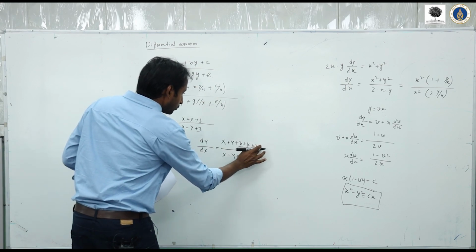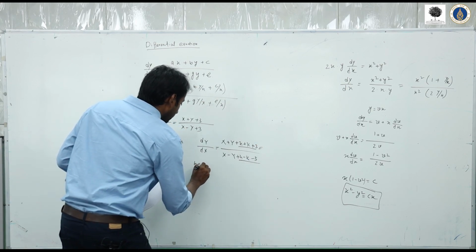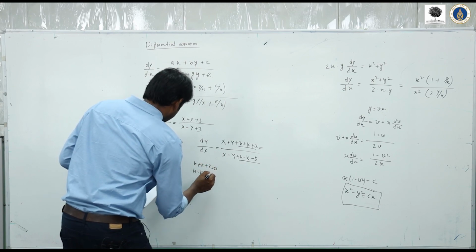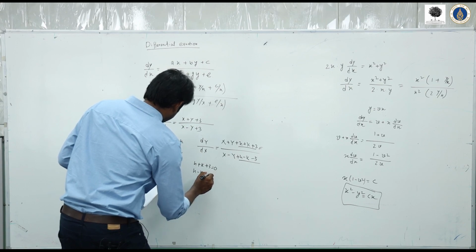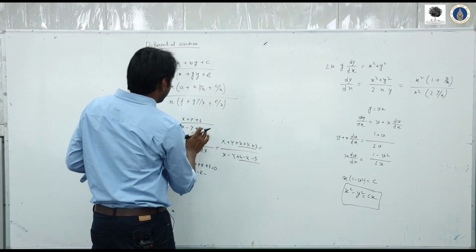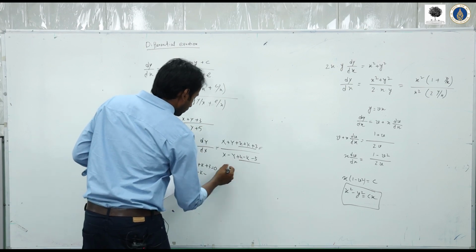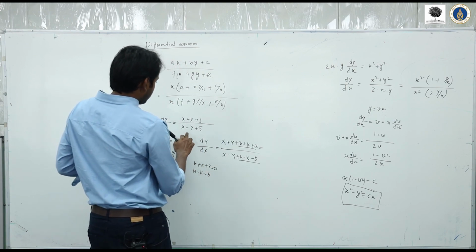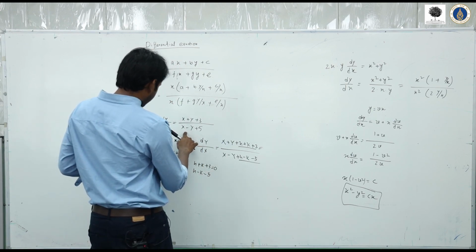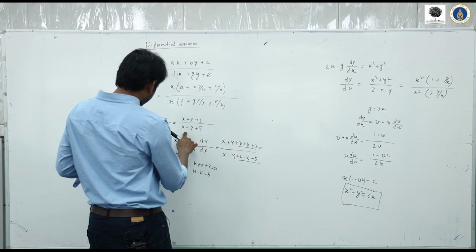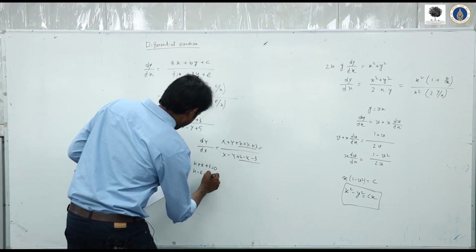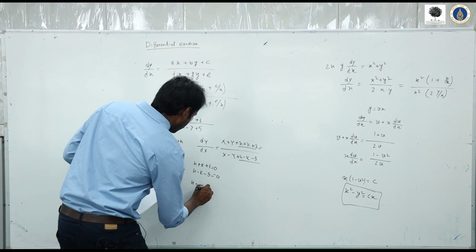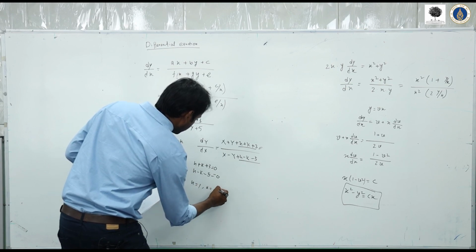So make these two 0 and solve this: h plus k plus 3 equal to 0, h minus k minus, this should be 5, not 3. So this should be minus 5, equal to 0. So when you solve this, you will find h equal to 1 and k equal to minus 4.